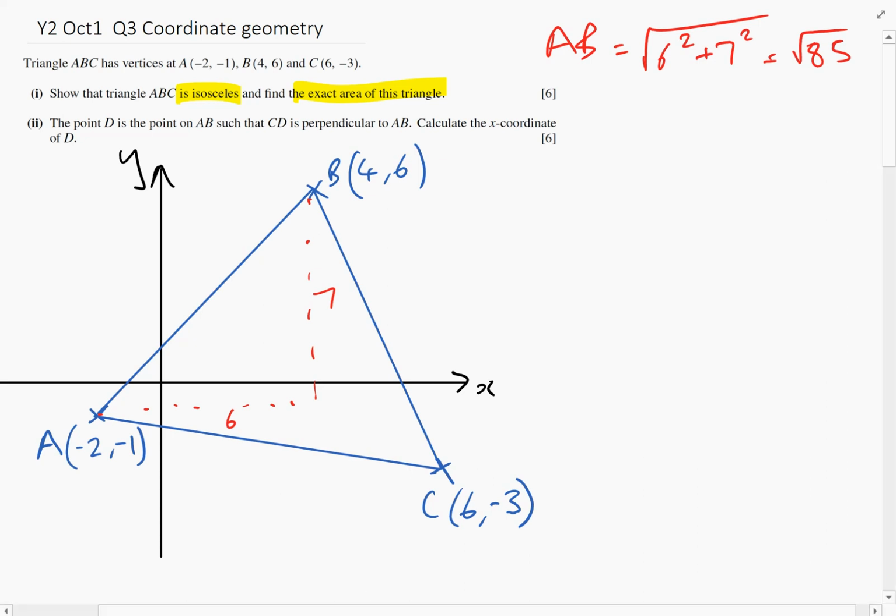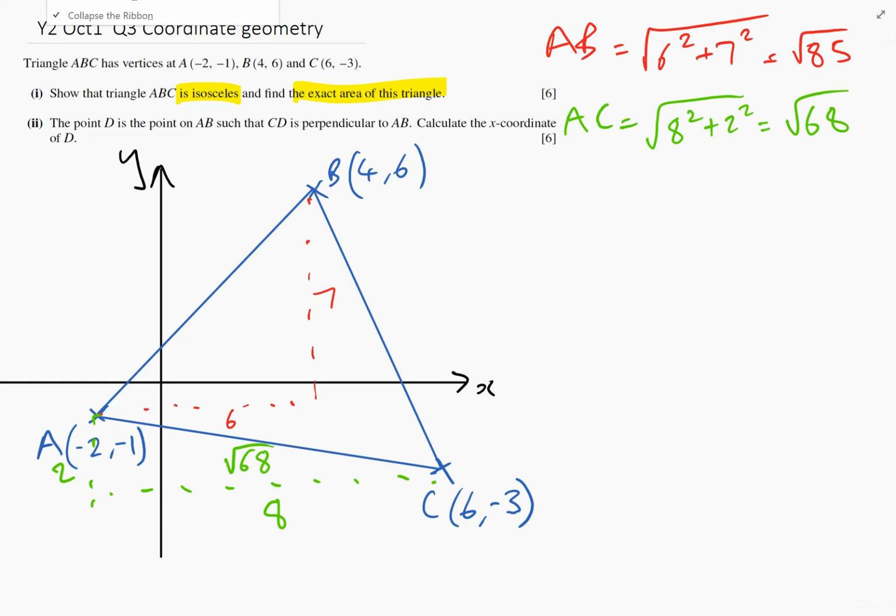And then A to C, that's going to be, let's draw in the triangle. We're going across 8 here, down 2. So A to C is 8 squared plus 2 squared, which is root 68. So root 68 down here. Mark these in as we're going along. So root 85 over here. So those two sides are unequal. Let's hope the other one is equal to one of these two, or we must have made a mistake.